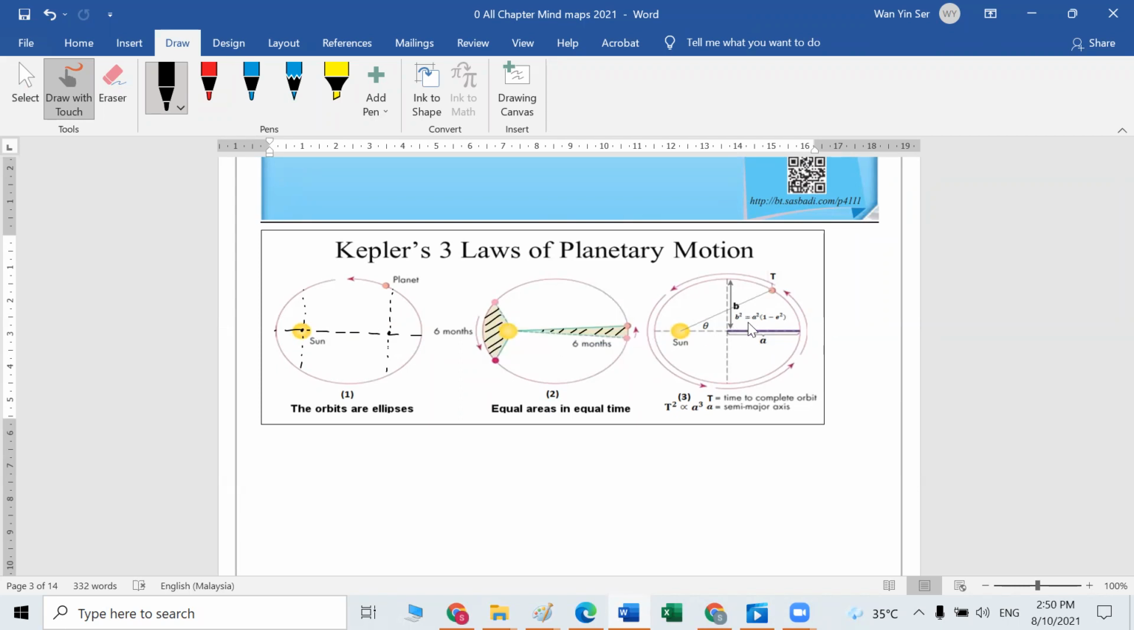Then this one is T squared directly proportional to R cubed. This one should be R cubed. Okay, so it's because of the trigonometry method, but now you just need to know how to use T1 squared over R1 cubed equals T2 squared over R2 cubed.